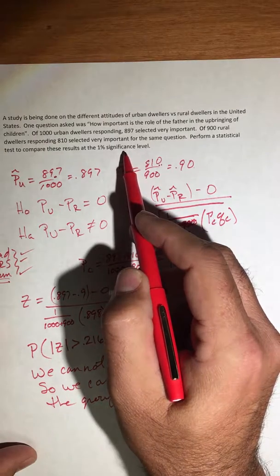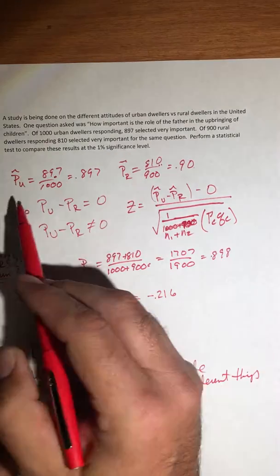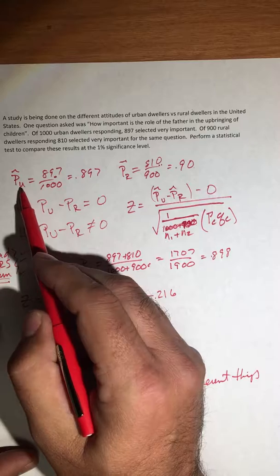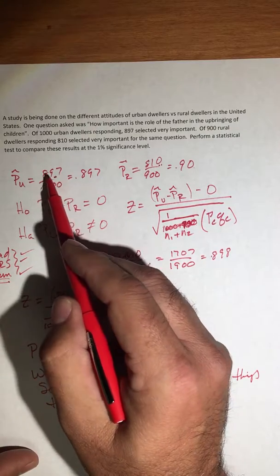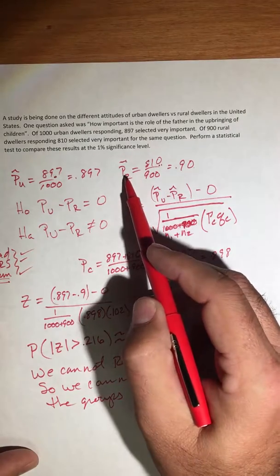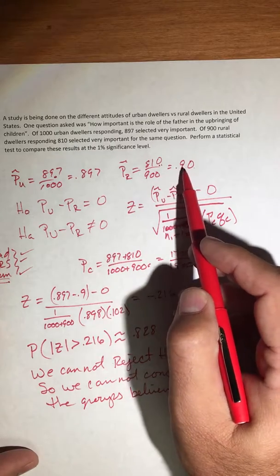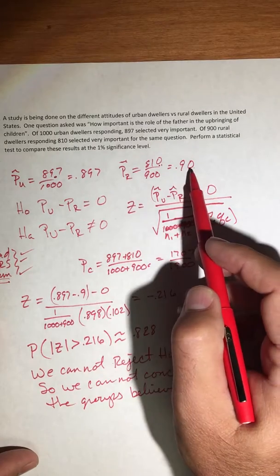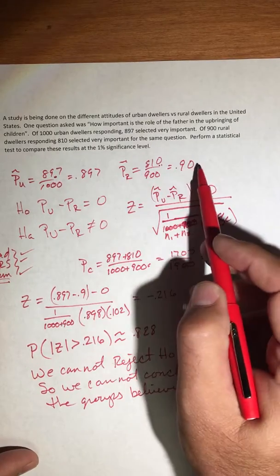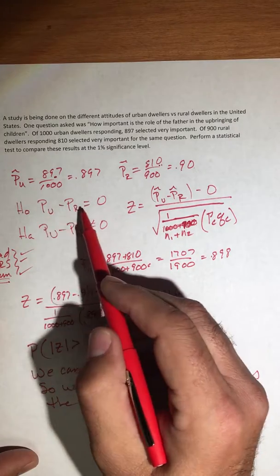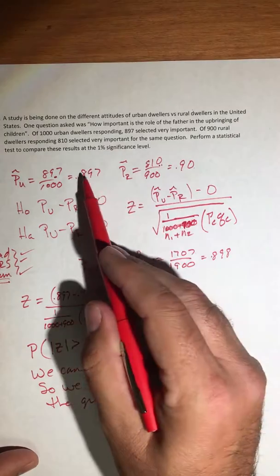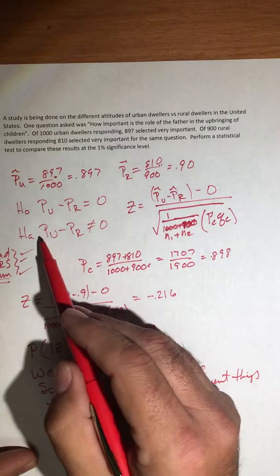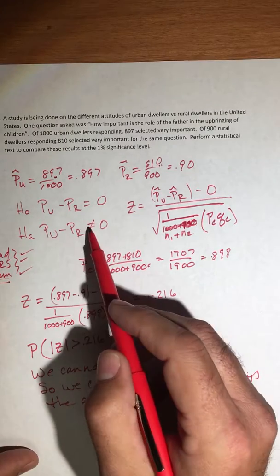So again, it's a two-proportion z-test. The proportion of urban dwellers was 897 out of 1,000. The proportion of rural dwellers was 810 out of 900. So that's 89.7 versus 90%. Those are clearly very close. So the null hypothesis is that there is no difference, which looks like there's not very much difference. The alternative hypothesis is that there is a difference.